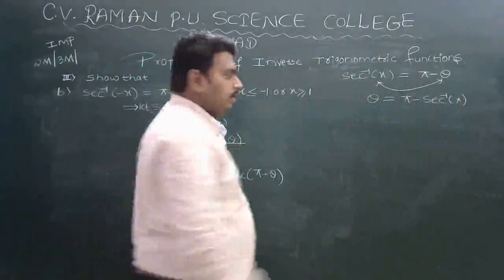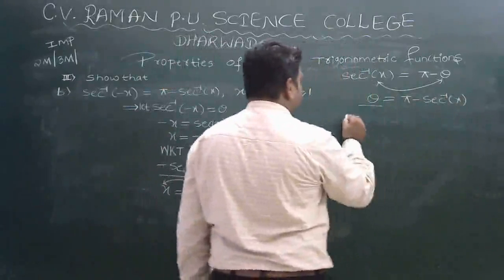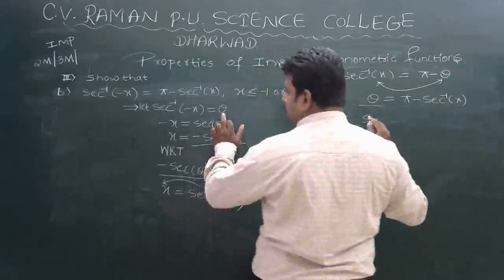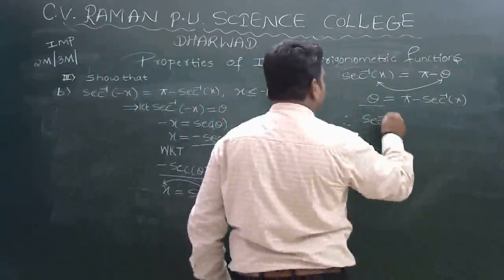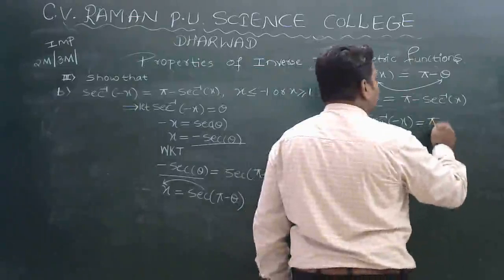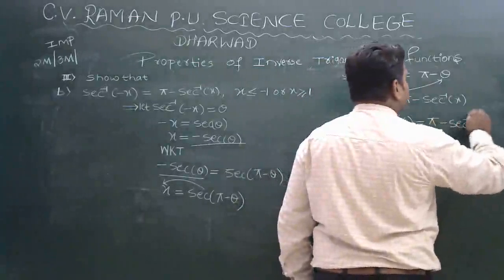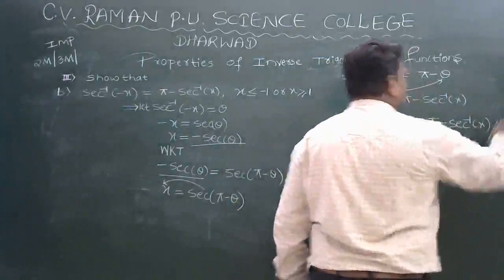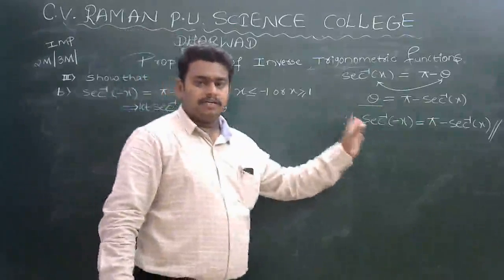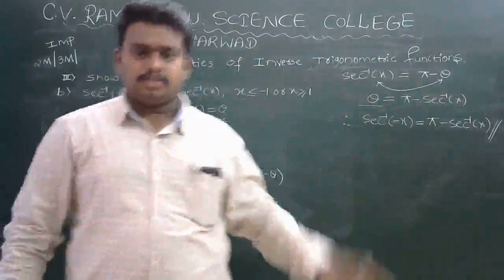Got it? Here, what is the value of theta? Theta is secant inverse of minus x, equals pi minus secant inverse of x. This is the proof. This is what we need to prove. Okay, we go for next.